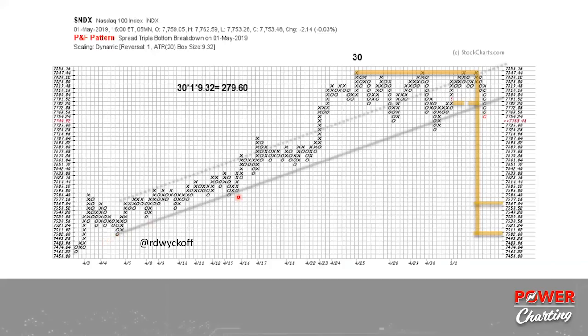We draw a point here, here, and we have a traditional use of trend lines. It comes down, tries to go through that channel, rallies up to the top of it, and then turns off of that, and that's where we were at the end of May 1st. A parallel line is drawn across this peak here, and you can see that it does a wonderful job. Okay, so this count here to here, 30 columns, one box reversal, so 30 times 1 times 9.32, which is the ATR scaling, gives us an objective of 279.60.